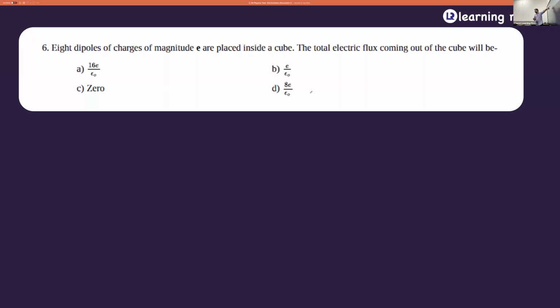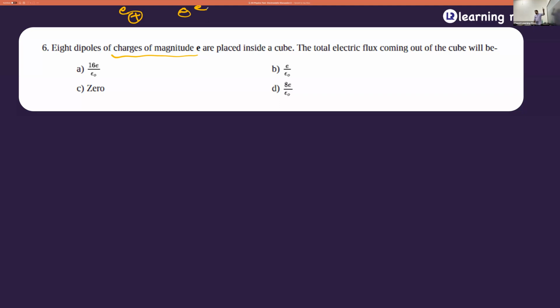Most of them will think that it is E by epsilon naught. What is the meaning of this statement? 8 dipoles of charges of magnitude E, what is the meaning of it? The positive charge and the negative charge both have the same magnitude of E. That is the meaning. Okay, not that the total charge is going to be E. Am I clear with that?